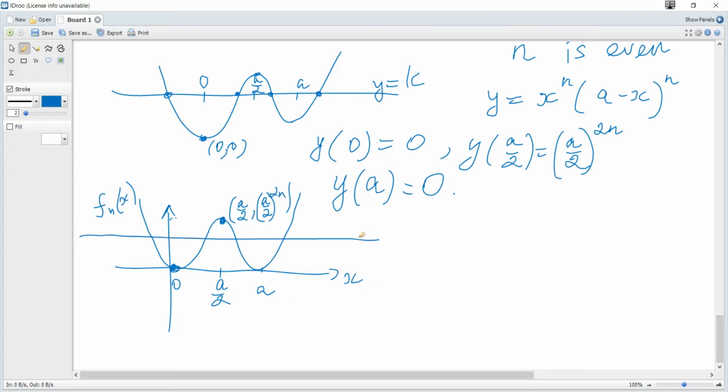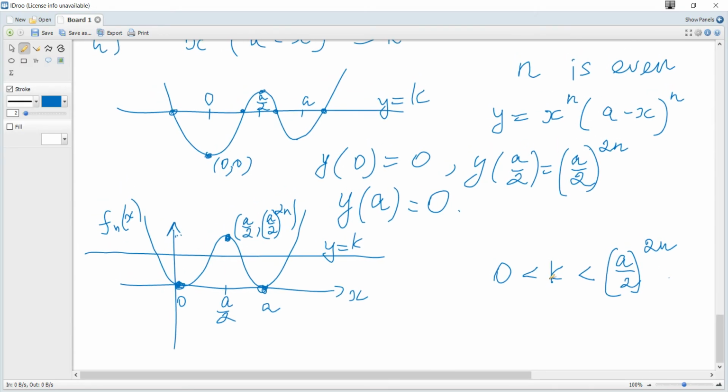and hence we can see that when k is greater, it must be strictly greater, because if it is equal to 0, we can see that there will be only 2 points of intersection, but we need 4, so k must be greater than 0 and less, and also strictly less, because if k is equal to a over 2 to the power of 2n, we can see there will be 1, 2, 3 points of intersection, but we need 4, and k must be less than a over 2 to the power of 2n to get 4 roots as required. And that's all for this question.